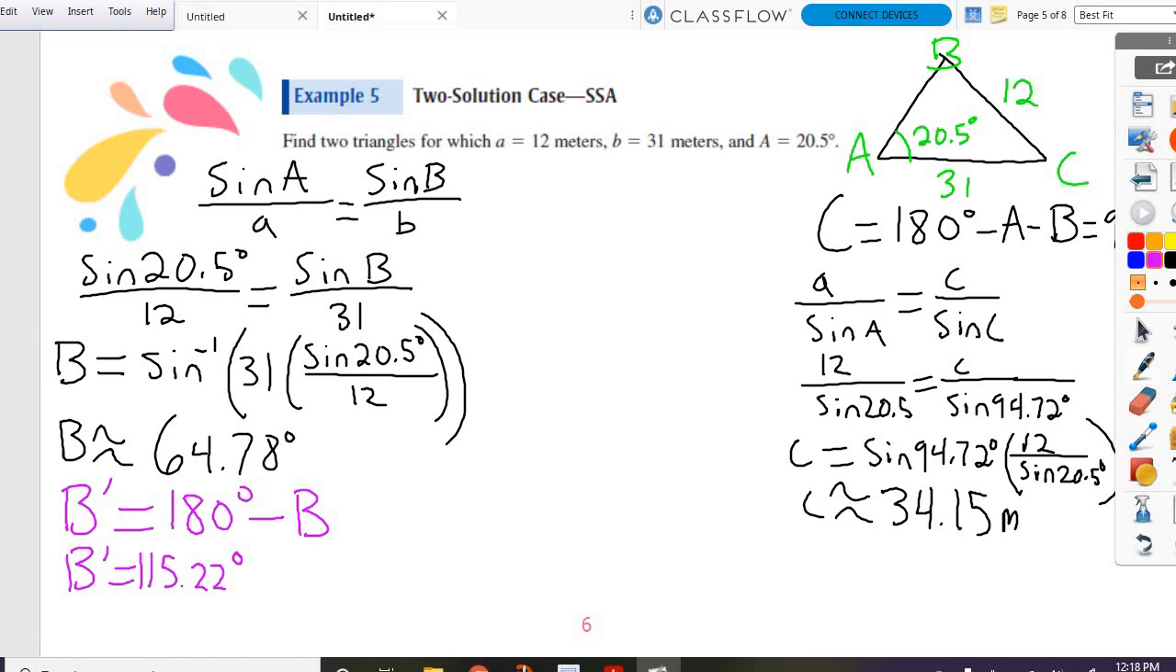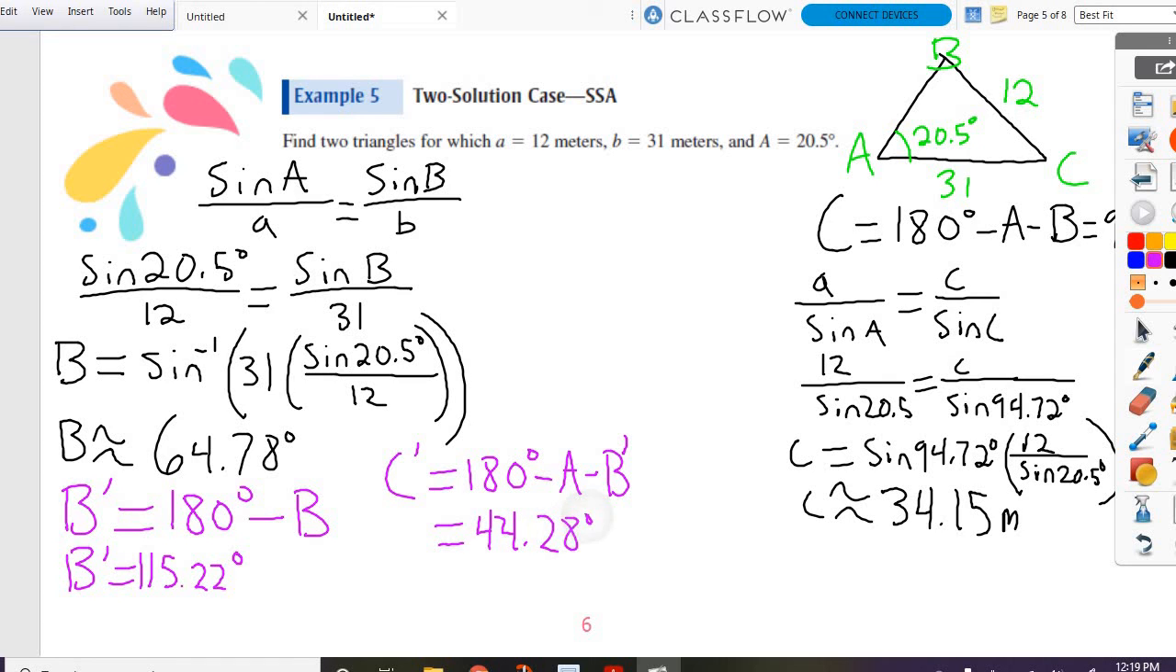And again, we're going to continue on just like this was a new problem. They gave me little a, little b, and big A. Now this is my big B. So what can we find next? Big C, yeah, our new big C. So C prime. And we're still going to take 180 degrees, subtract A, but now we want to subtract B prime. Is it 44.28? Somebody get the same thing? Yeah.